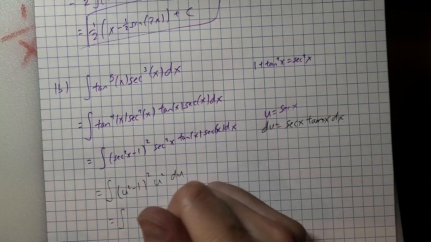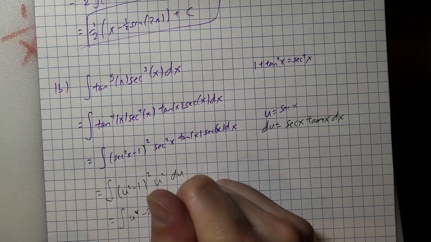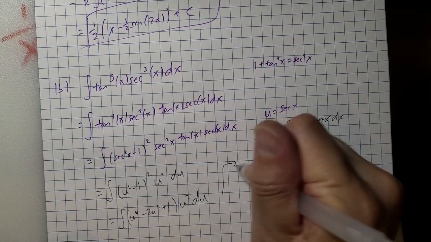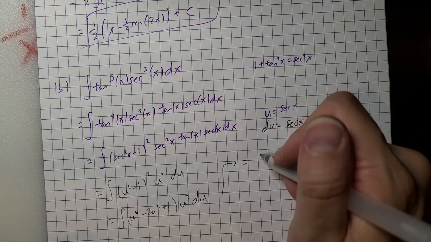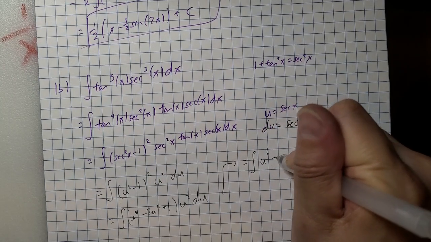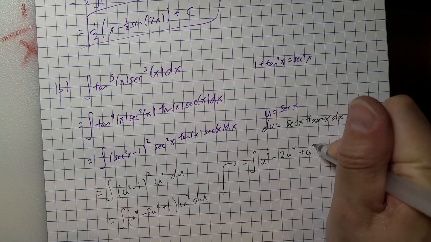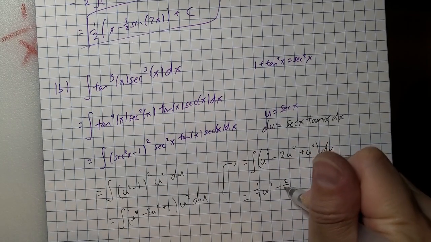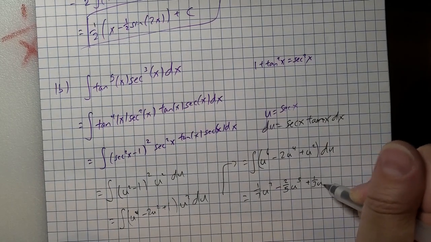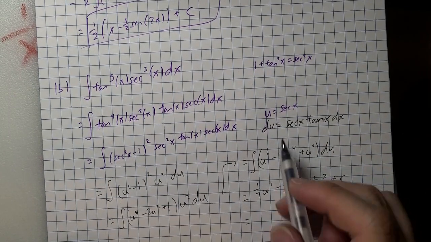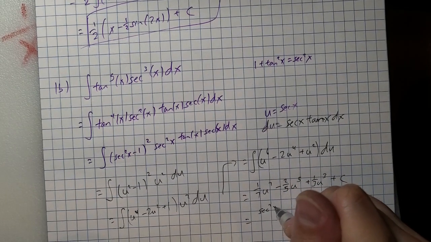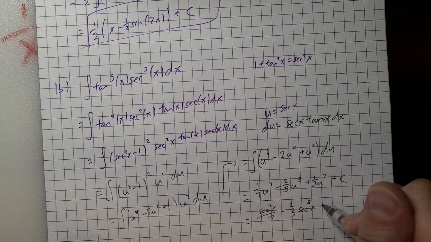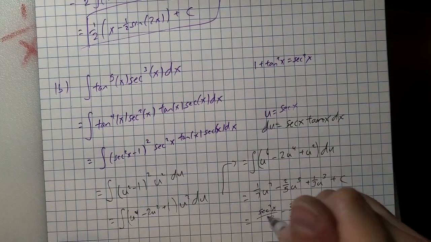We can FOIL it out first, so u to the fourth minus 2u squared plus 1 times u squared du, which is equal to the integral of u to the 6th minus 2u to the 4th plus u squared du. We integrate, we would get 1/7 u to the 7th minus 2/5 u to the 5th plus 1/3 u cubed plus c. And then we back substitute, we said u is secant x, so it'll be secant to the 7th power over 7 minus 2/5 secant to the 5th plus secant cubed over 3 plus c.